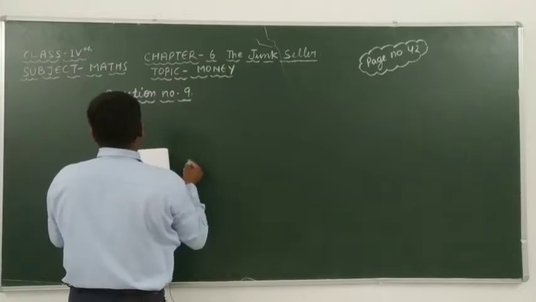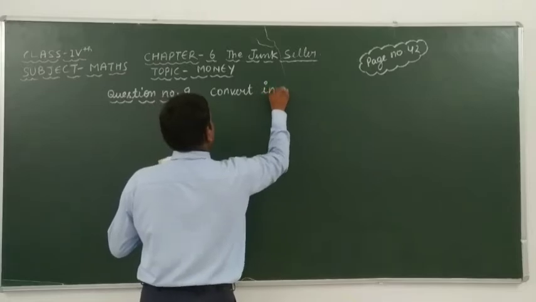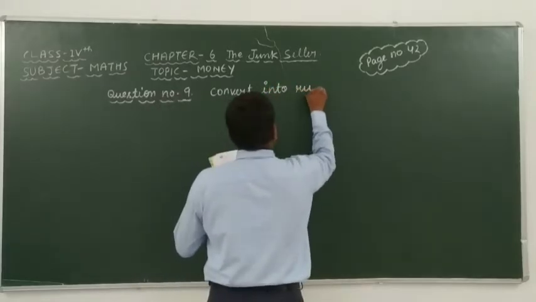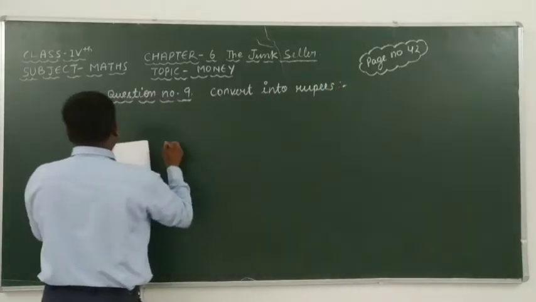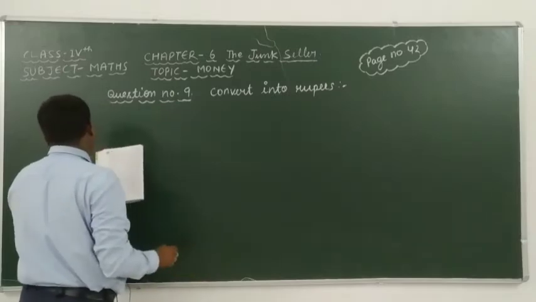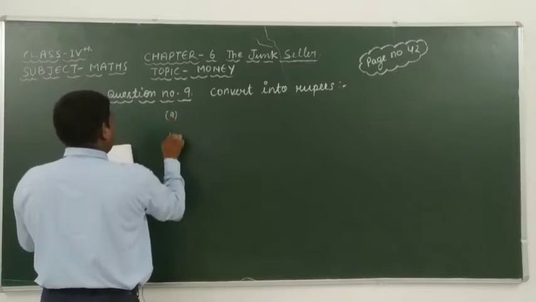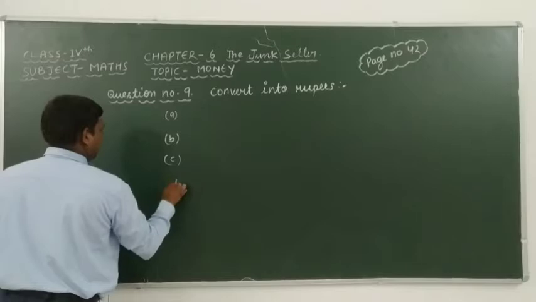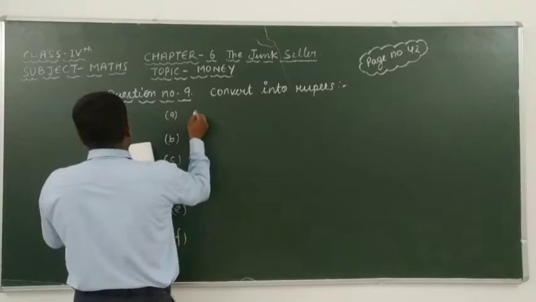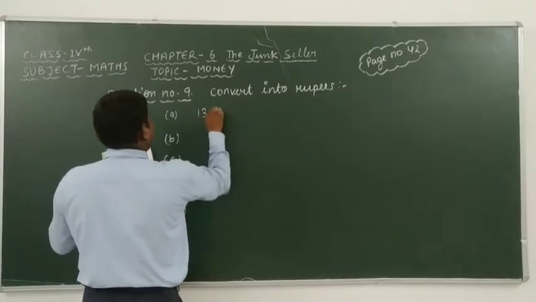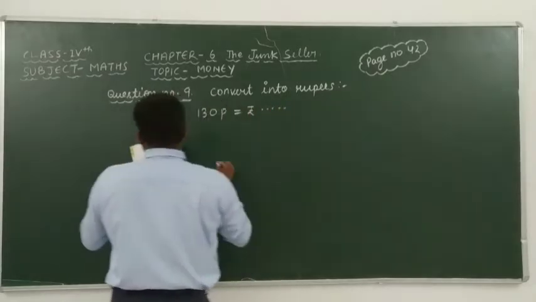In this question you are given to convert into rupees. There are 6 parts of question number 9. Look here carefully: A, B, C, D, E and last F. In part A, 130 paise is equal to rupees dash dash dash.